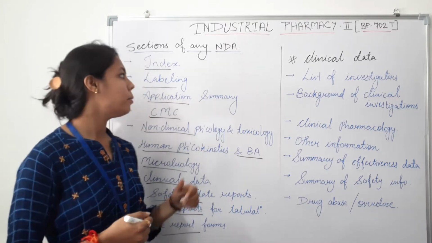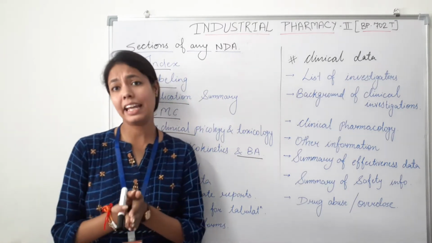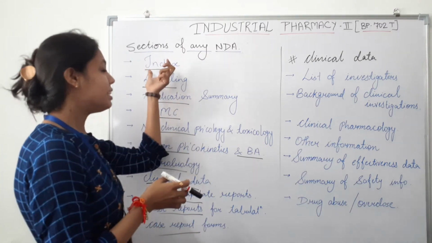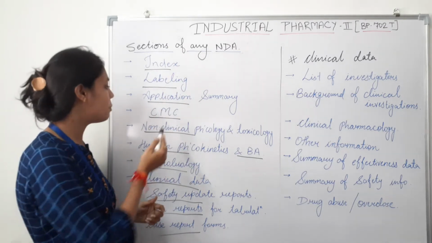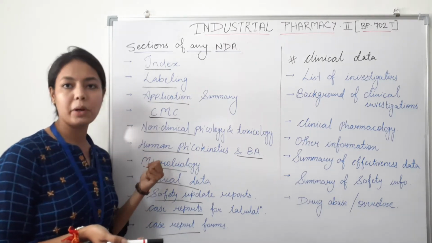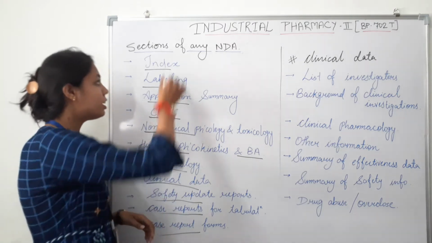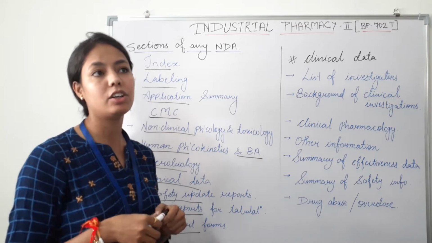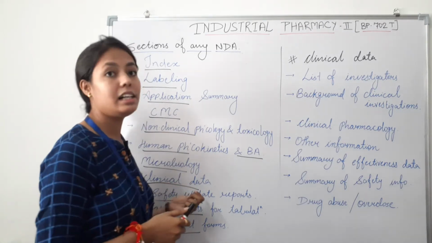So let's talk further about the sections of any NDA. In the previous lecture we discussed 7 points which include indexing, labeling, application summary, CMC, non-clinical pharmacology and toxicology, human pharmacokinetic and bioavailability, and microbiological studies. After discussing all these 7, let's talk about the important part of any NDA application, that is clinical data.